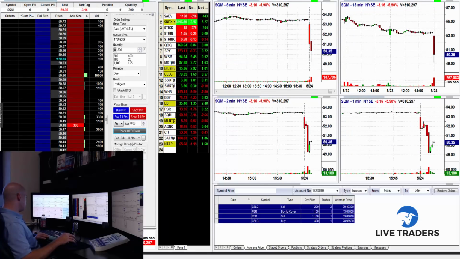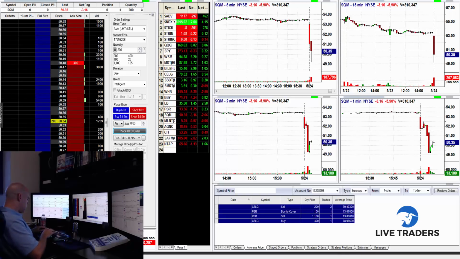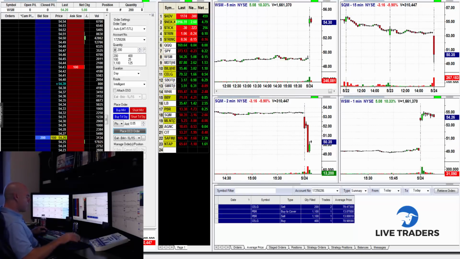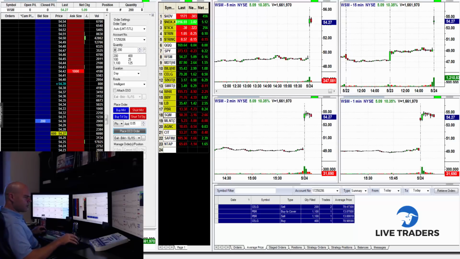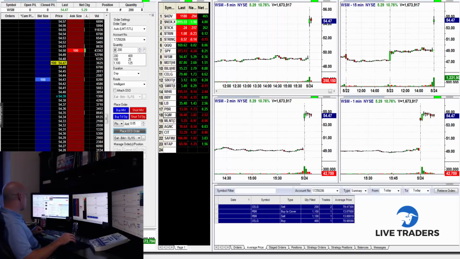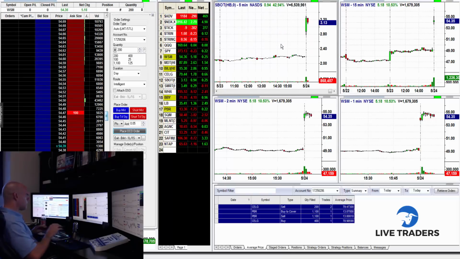What else we have? LB bounced heavy. BILI is bouncing. Selg pulling back, to be expected. WSM over 55. I'm surprised nobody's really mentioned this, guys. I think that's an interesting idea. Not perfect, but kind of popped up to 55.10. I want to keep an eye on it. So far, the markets are as advertised, which is boring. SBOT.